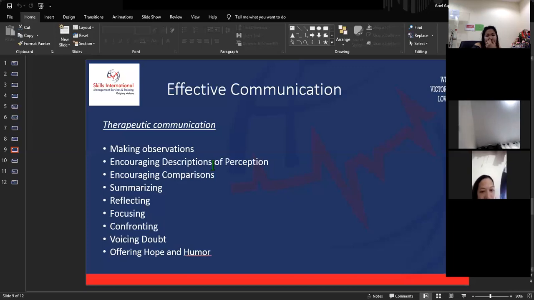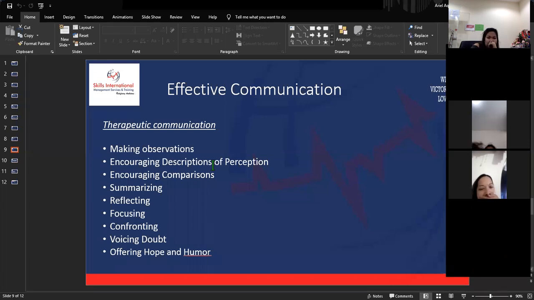Then confronting, this should be like a confrontation. This technique is applied if they already established trust. Like if bago pa lang tayo sa patient and we are doing confrontation with them, parang ano siya, magkakaroon siya ng barrier between us and the patient. So we should always build rapport and trust.